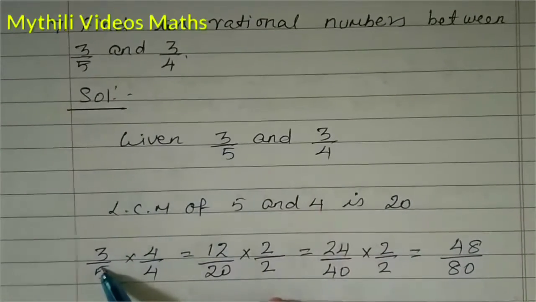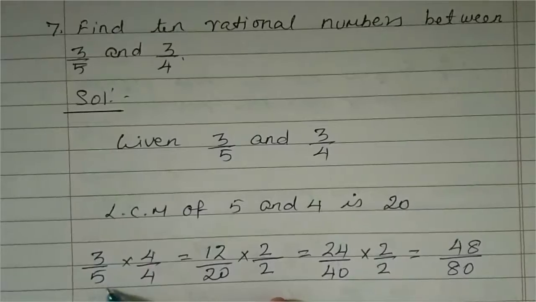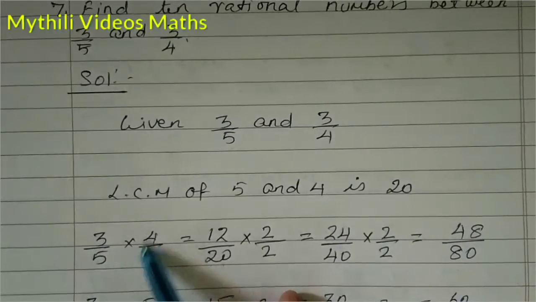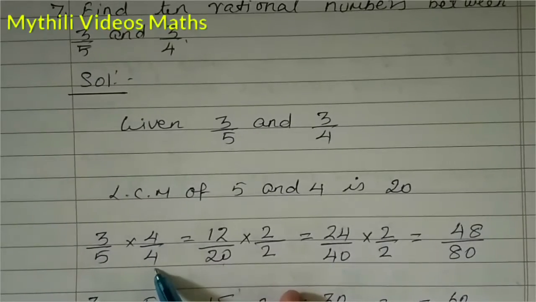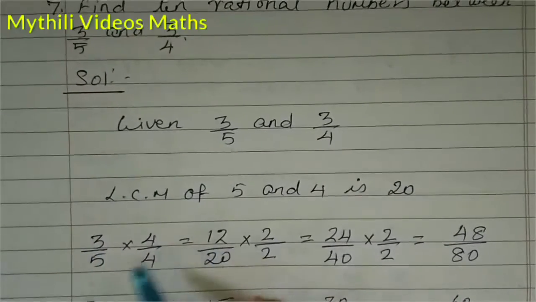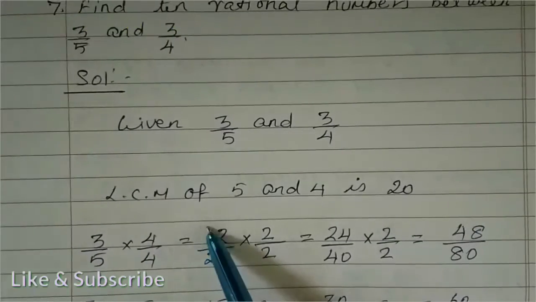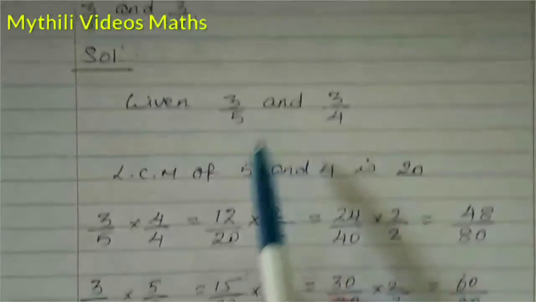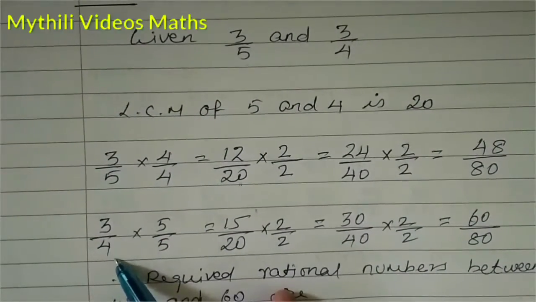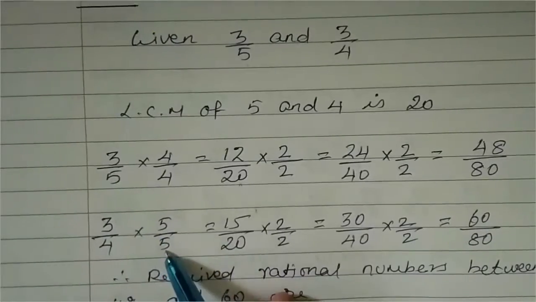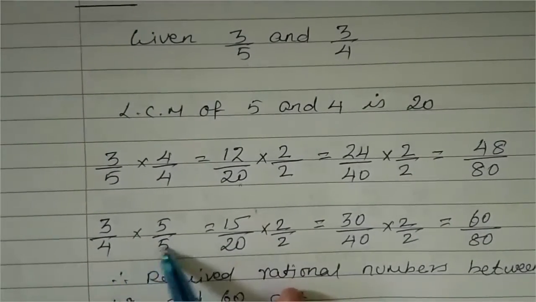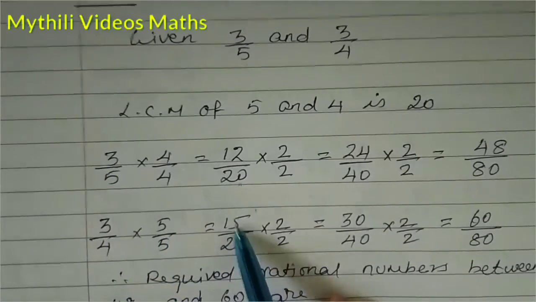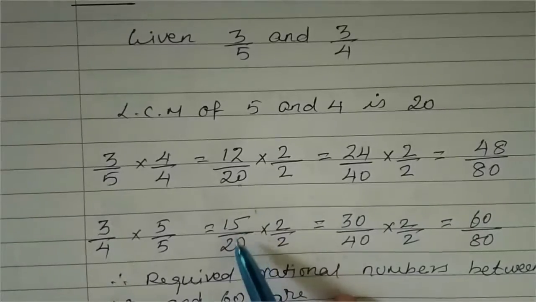So here 3 by 5. This number 5 multiply with which number will get 20? That is 4. So that 4 only we have to take for the numerator and also the denominator. Now 3 4s are 12 and then 5 4s are 20. So 12 by 20. And then consider one more rational number, that is 3 by 4. This number also we have to multiply with 5. Then only we will get 20. So 5 4s are 20. Same thing, numerator value 3 5s are 15. So 12 by 20 and 15 by 20.